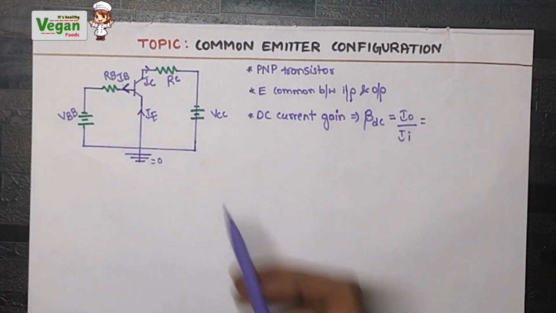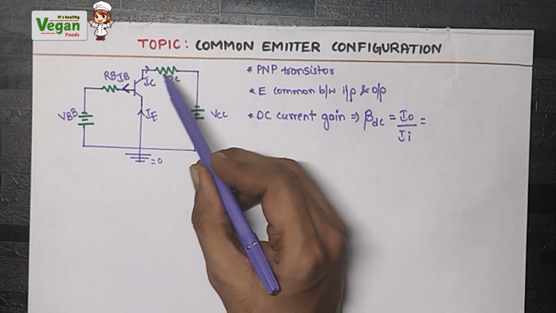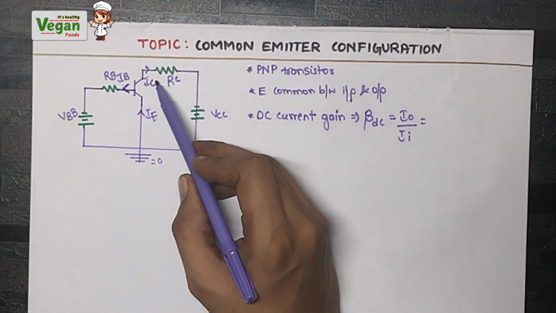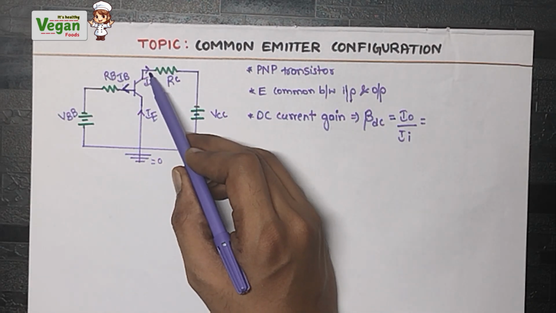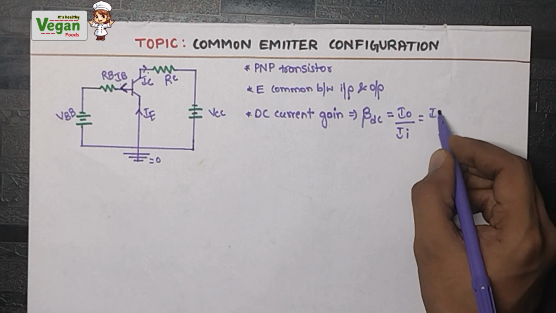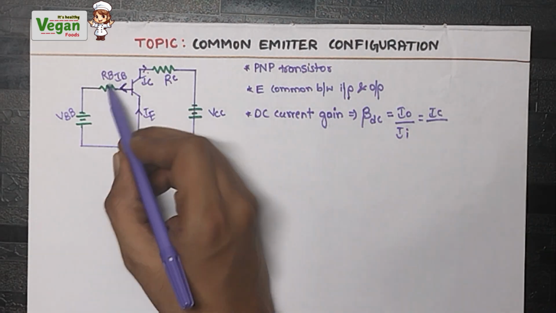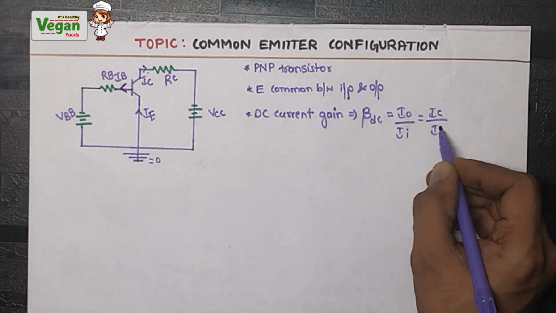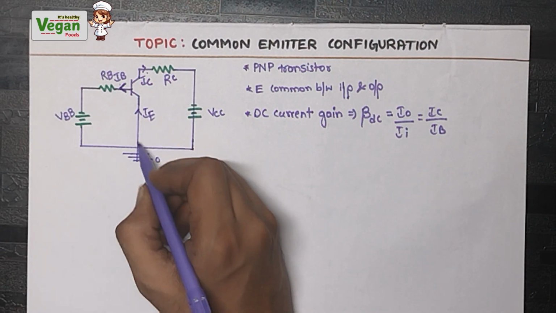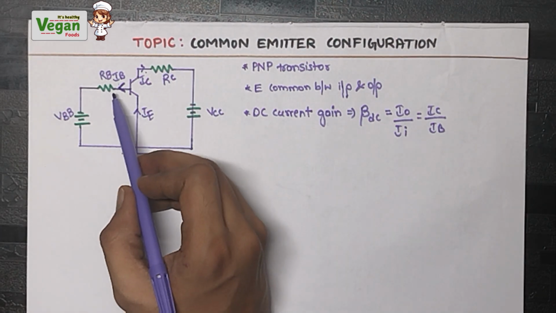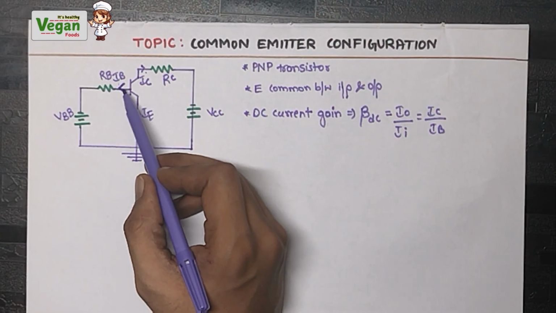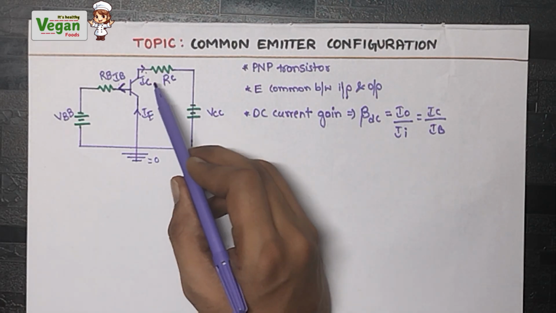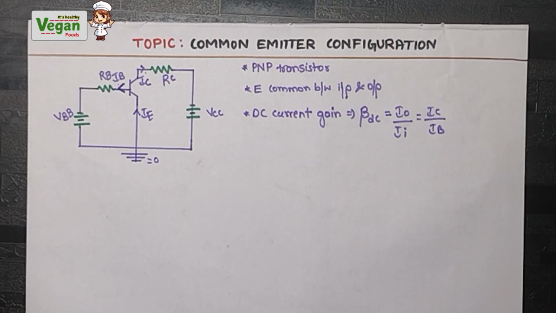So what is the output current? Output current means the right side. What is the current on the right side? IC. So IC is the current on the right-hand side. What is the current on the left-hand side? IB. We should not use the emitter current because it is common between both. So on the left side, the input part, it is IB, and the output part current is IC. So IC divided by IB will be the current gain.